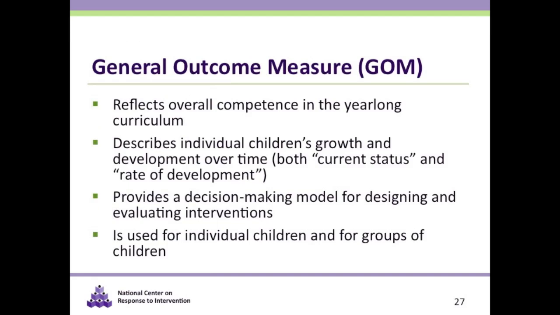General outcome measures, on the other hand, address many of the problems often associated with mastery measurement. First, it is program independent, which means that it reflects overall competence or growing skill in the year-long curriculum as opposed to being dependent on a particular program. It also describes an individual child's growth and development over time. Third, it also provides a decision-making model for designing and evaluating instructional interventions. And finally, it can be used for individual children or for groups of children. So for that reason, general outcome measures can be used for both screening and progress monitoring assessment.